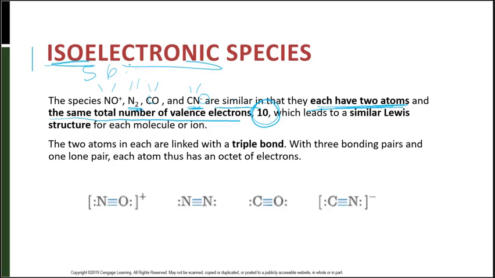So isoelectronic means that they have the same number of electrons, which leads to similar Lewis structures for each molecule or ion. The 2 atoms are linked with a triple bond. With 3 bonding pairs and 1 lone pair, each atom has an octet of electrons.